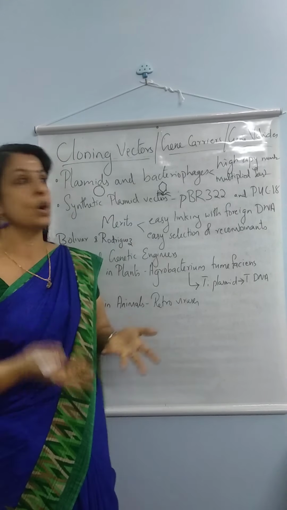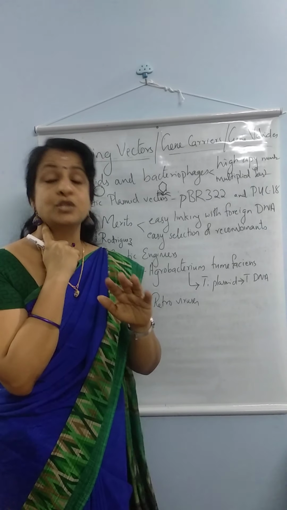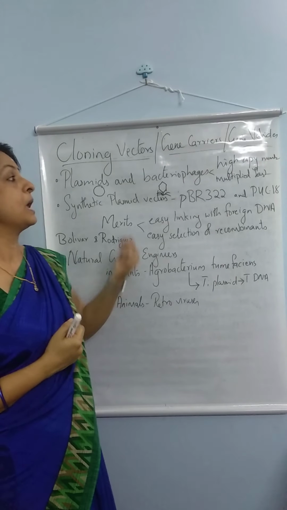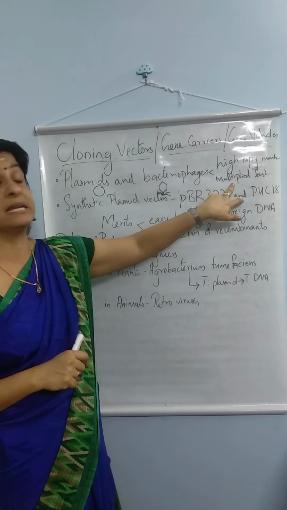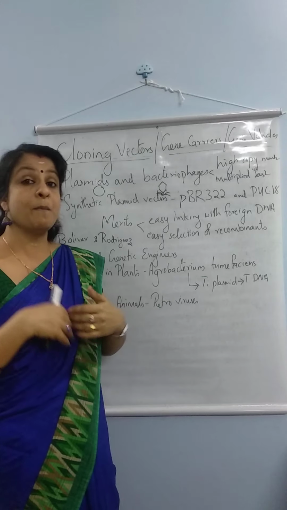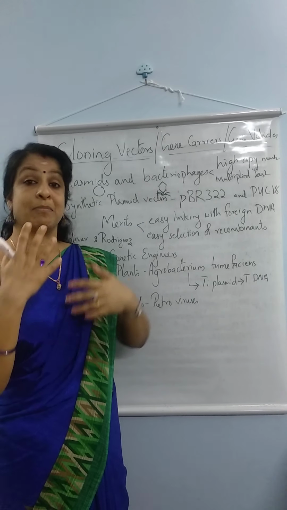Whenever the plasmid multiplies, the foreign gene we introduced also multiplies. And it multiplies very fast. Within a short time it will keep on multiplying. So many copies of the foreign gene can be made.